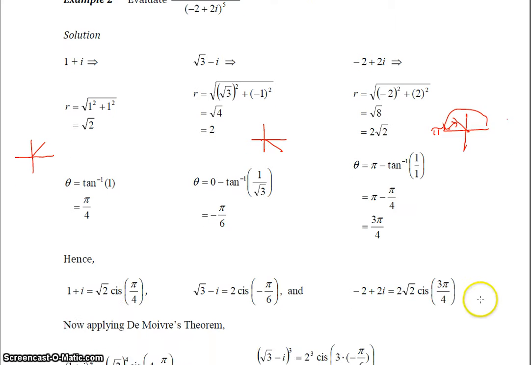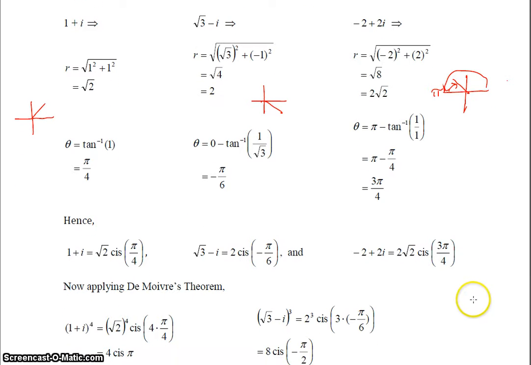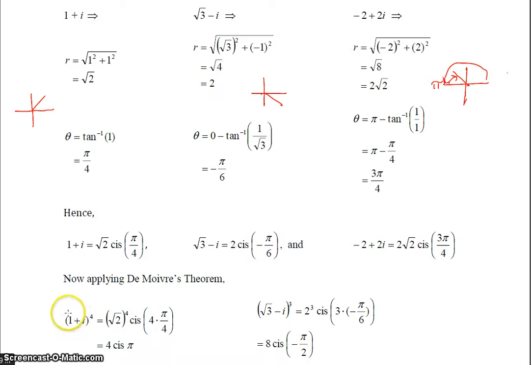And so applying De Moivre's theorem, we are raising our 1 plus i to the power of 4. So we need to raise our modulus, square root of 2, to the power of 4, and we need to multiply our argument by 4. Square root of 2 to the power of 4 is 4. 4 times pi on 4 is pi.